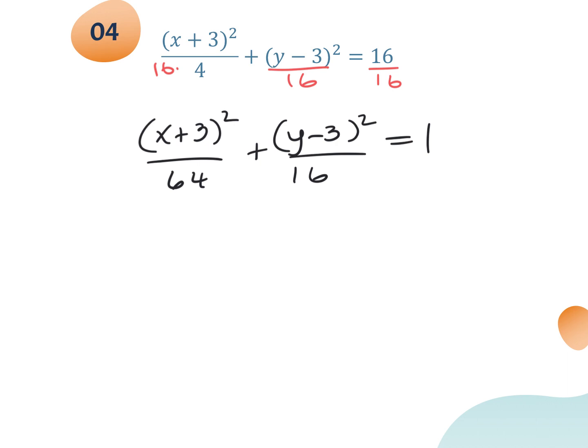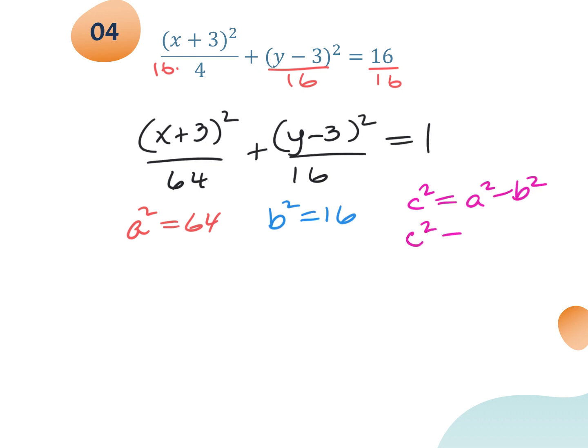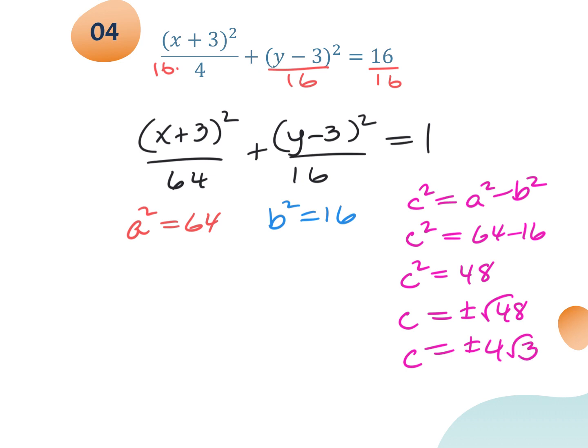I now need to look for my bigger number. The bigger number is 64, so a squared is 64. B squared is 16. And c squared is going to be a squared minus b squared. So 64 minus 16, and I get c squared equals 48. And then c is equal to plus and minus square root 48, but I'm going to break it down: 4 square root 3. Over here, a gives me positive and negative 8. b gives me positive and negative 4.